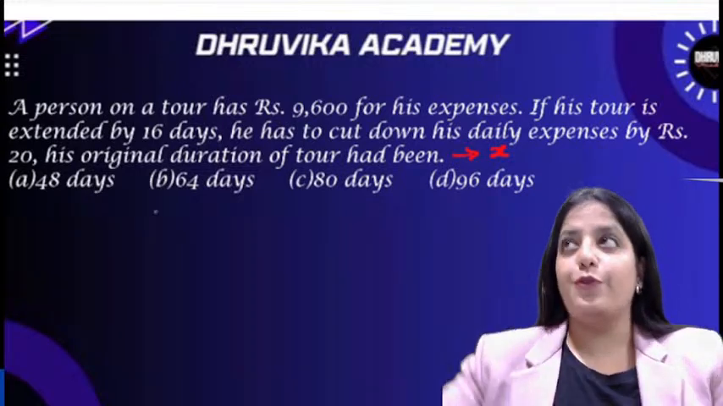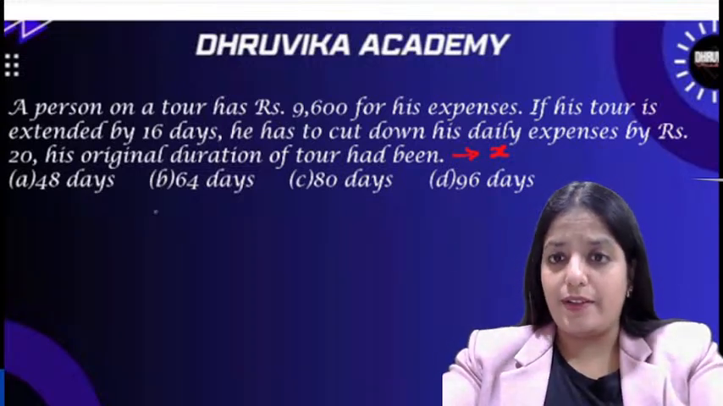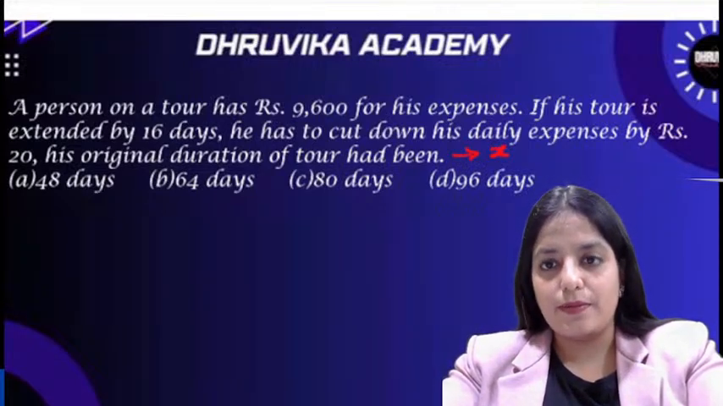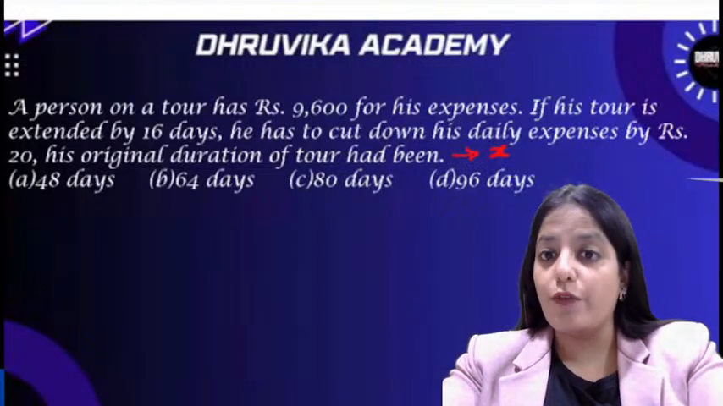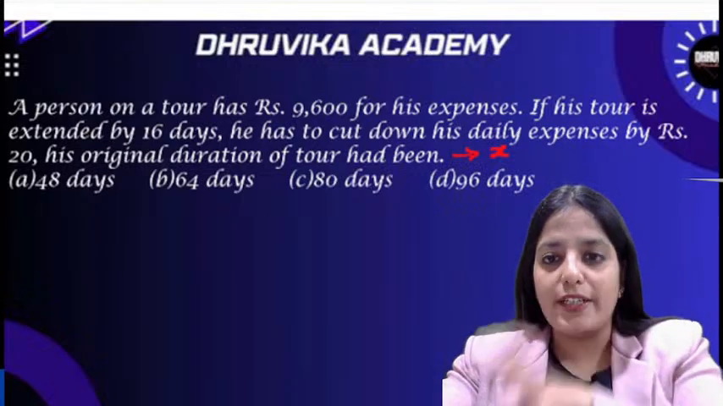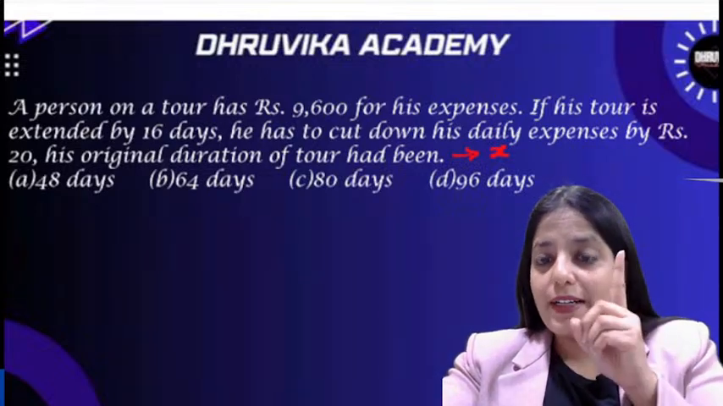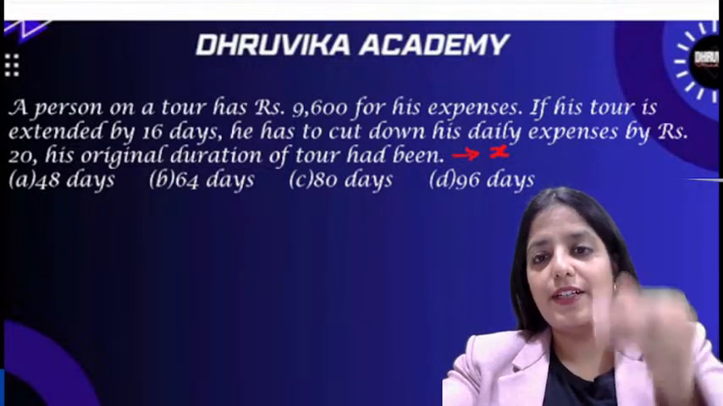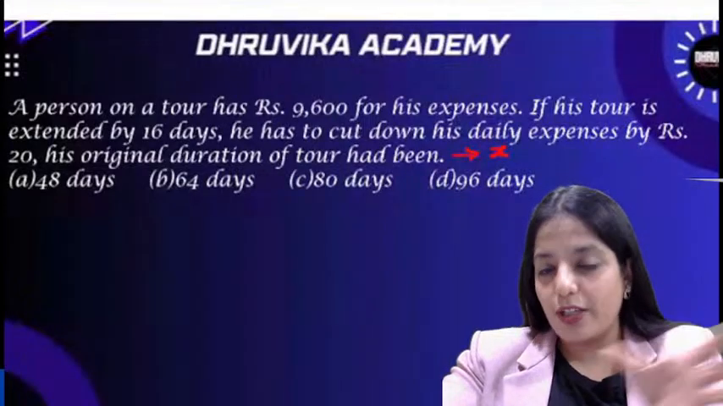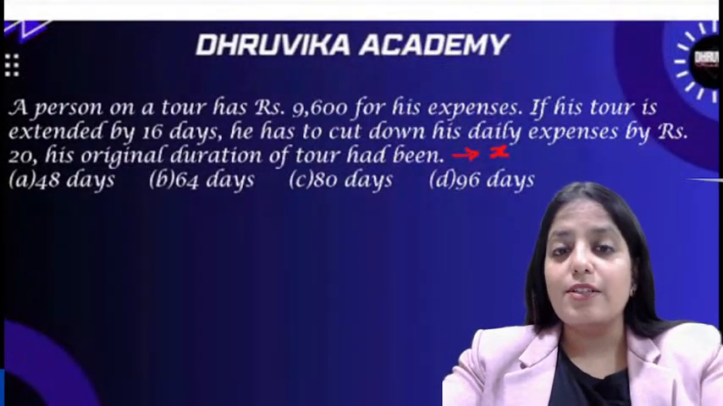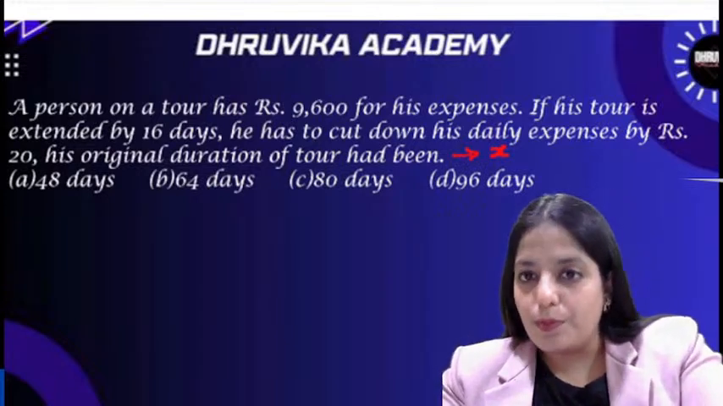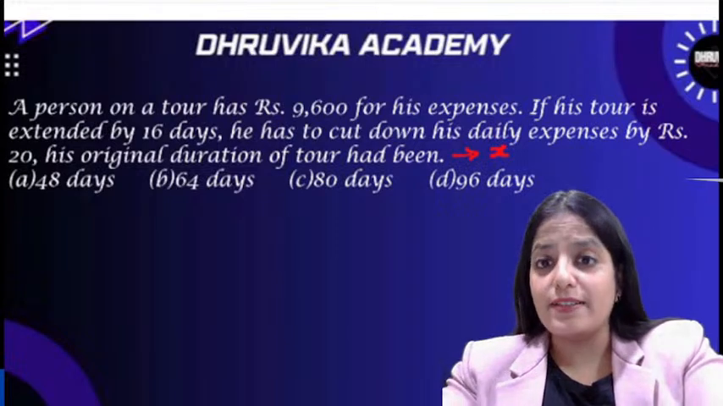See, if your mother and father give you pocket money of 100 rupees for 10 days, that is, in 100 rupees you have to meet your 10 days expense. So for per day, how much money do you have? Simply 100 divided by 10. That is 10 rupees you can spend per day to meet your expenses for 10 days, right? So similarly, he had 9600 rupees to meet his expenses for x days.